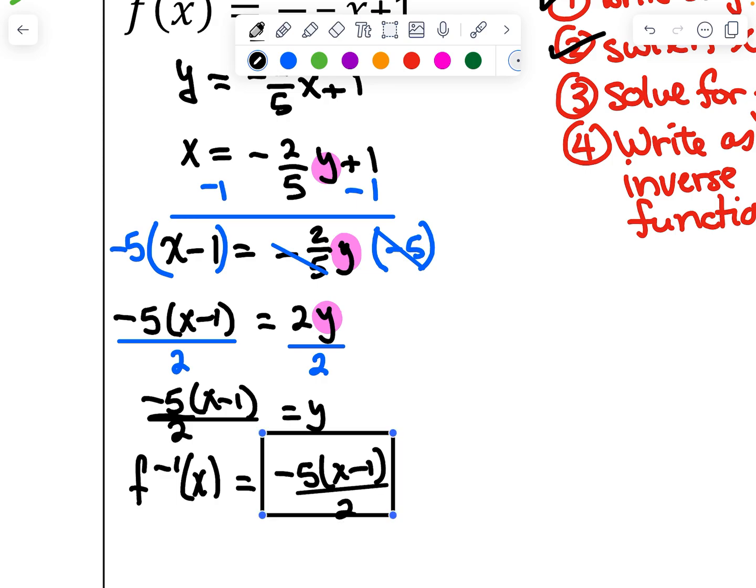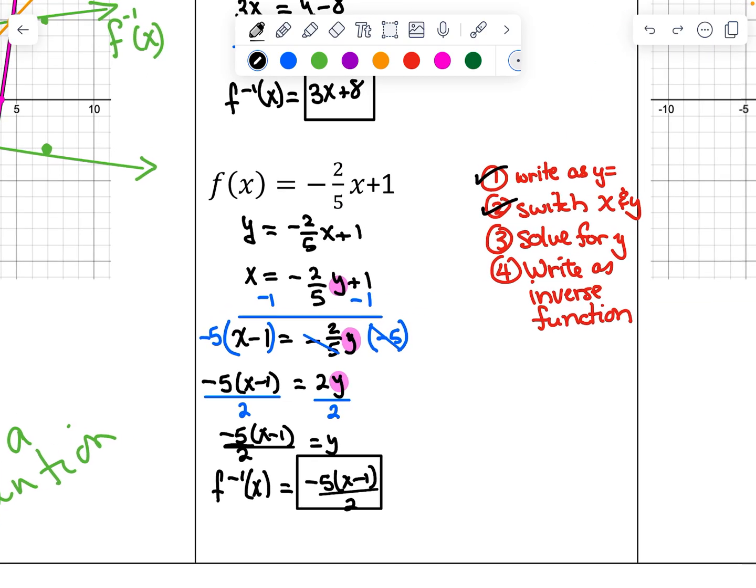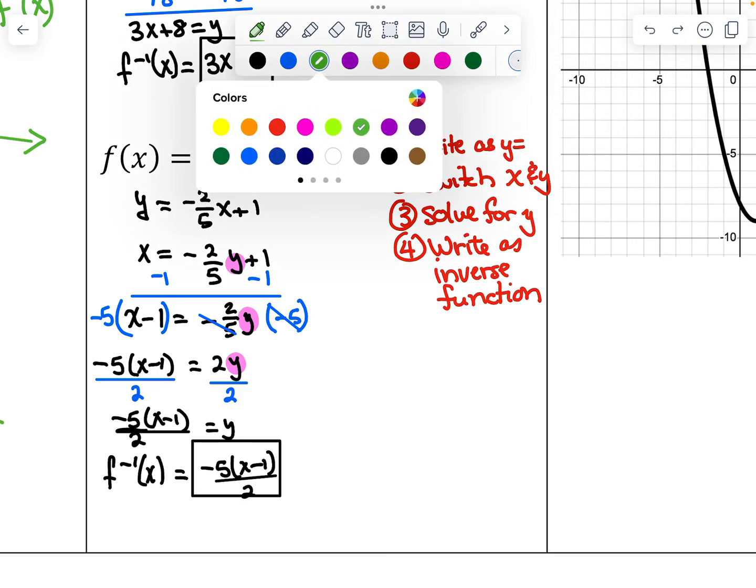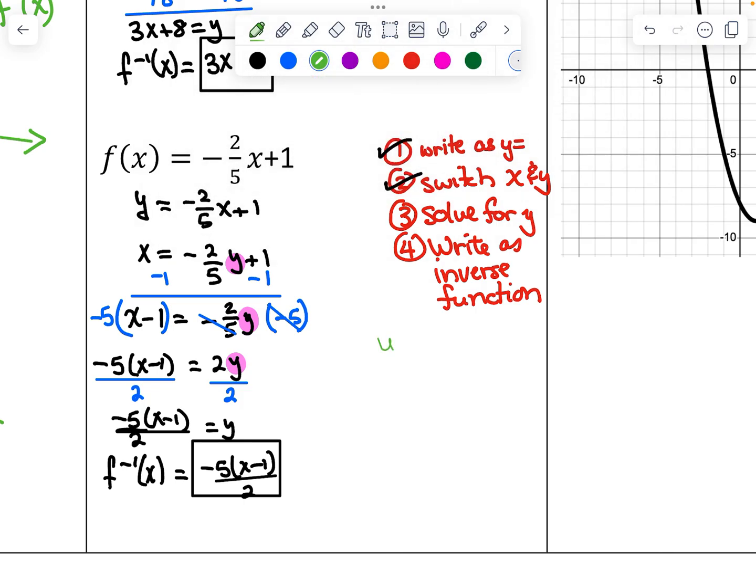Now, if you're a person who doesn't like the way I did that, that's fine. I did that because of my math struggles. If you don't like that, then you could definitely have done it this way. We'll do an alternate way. So we had y equals negative 2/5 x plus 1. We would still go minus 1.